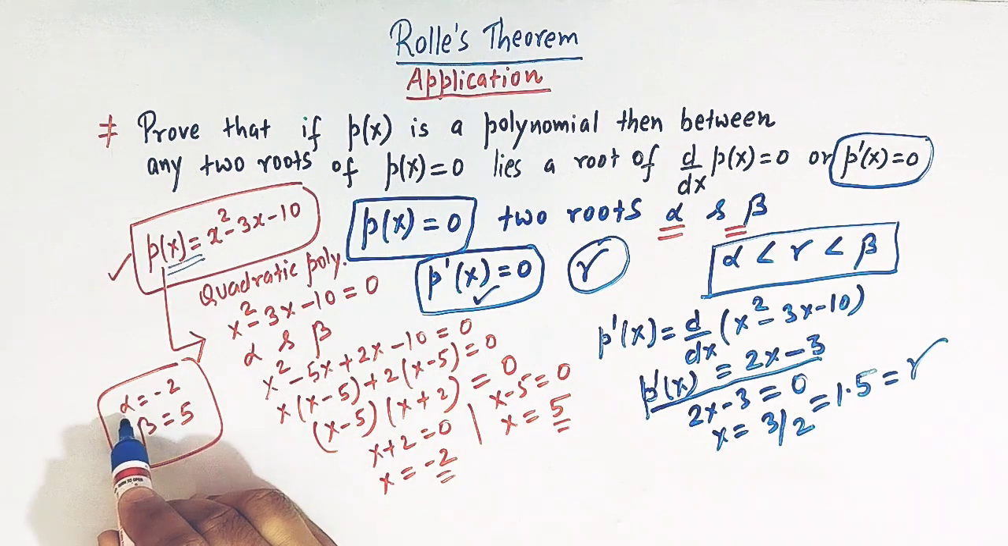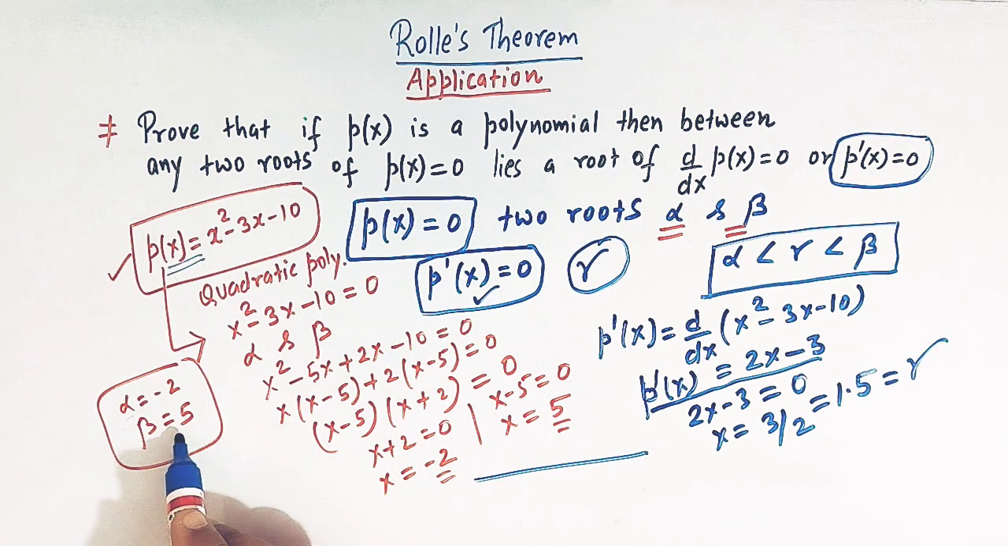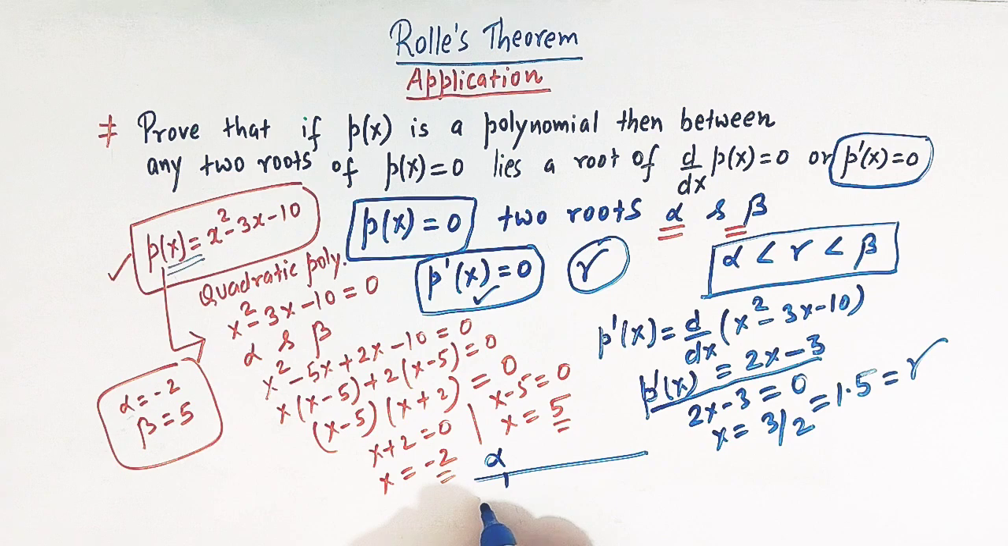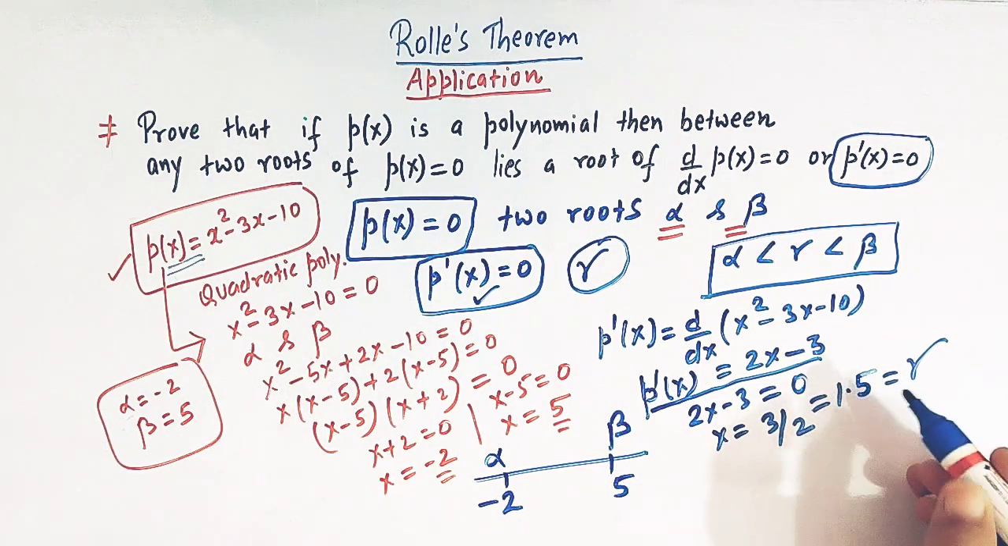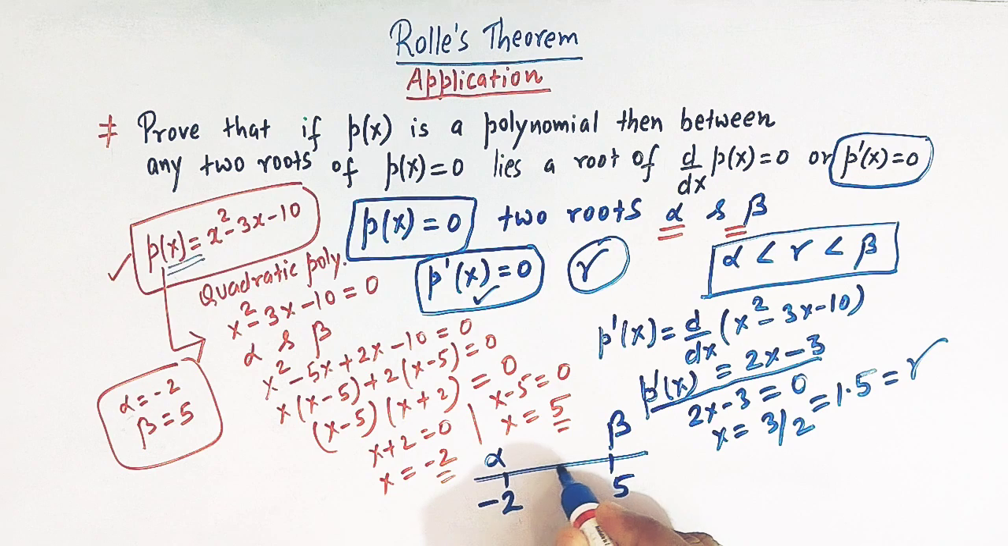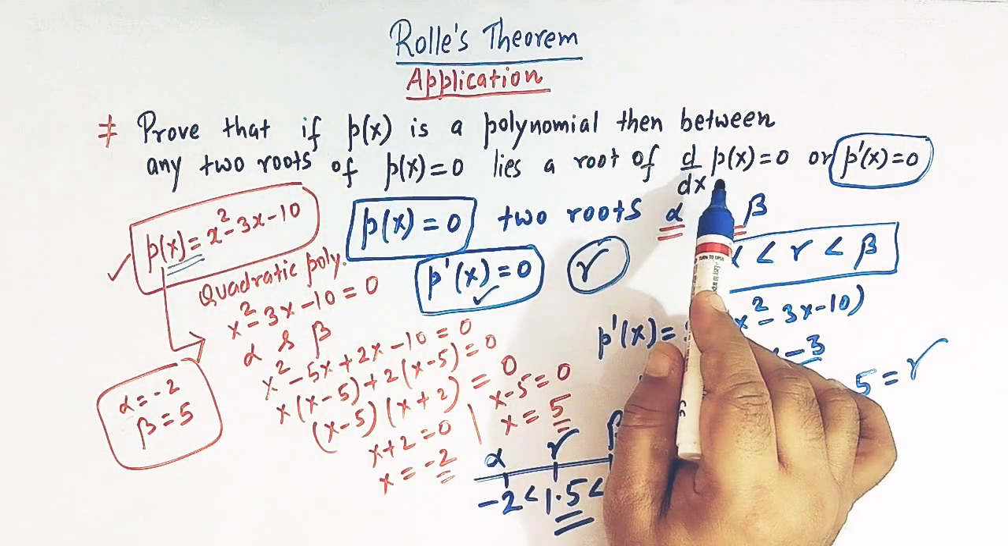So now see, we have alpha as minus 2 and beta as 5, right? So here we have alpha, this is minus 2, and here we have 5, that is beta. And 1.5 obviously lies between alpha and beta. So this is gamma, this is 1.5. So 1.5 is greater than minus 2, but it is less than 5. So this is all about this problem.